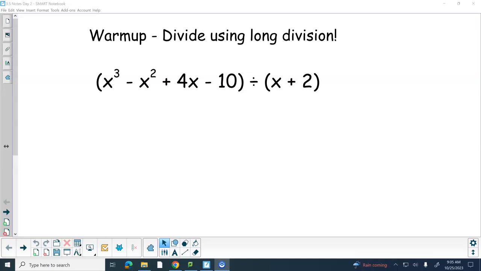All right, so good little warm up here. Let's start with a good, nice, long division problem from yesterday, Monday. See what you remember.